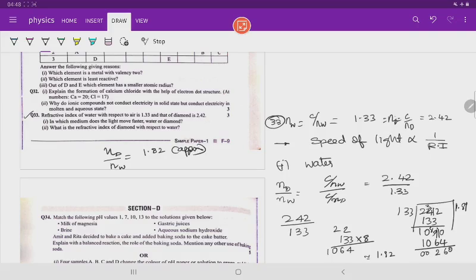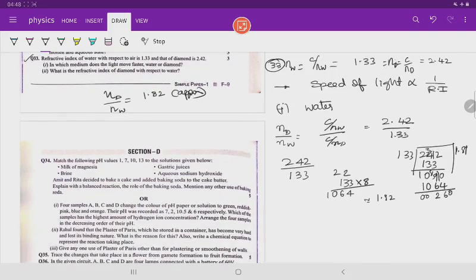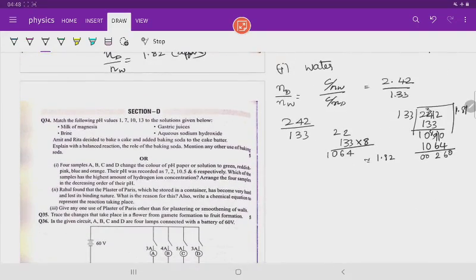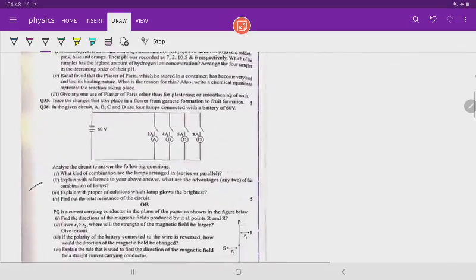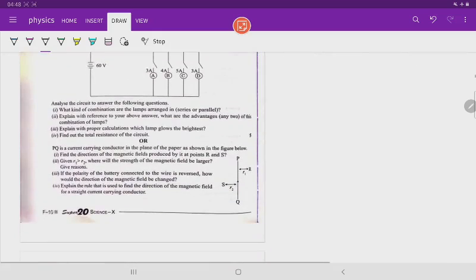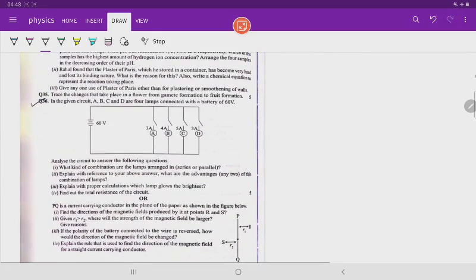I've done approximation. So hope you have understood question number 33. So we are moving on to question number 36. I guess this is the last question.